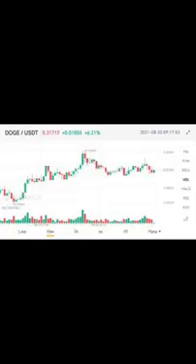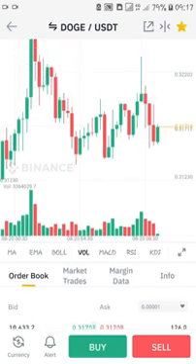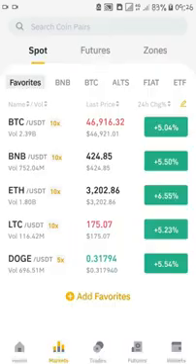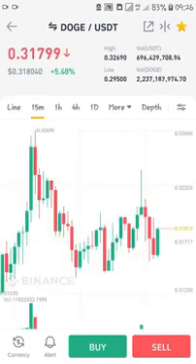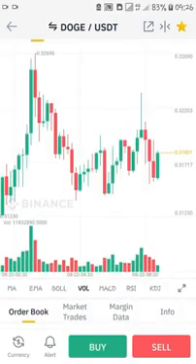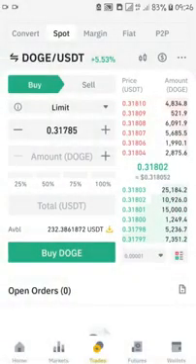So I'll just go back and show you an example of how to buy and sell Dutch. So let's say I want to trade on Dutch against USDT. So I'll click on Dutch USDT here, and I already have some USDT, so I can come and click on buy. I have some USDT in my account. You can see the amount I have available.